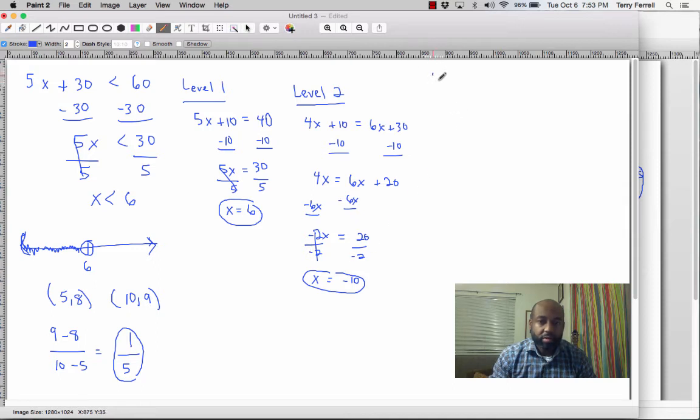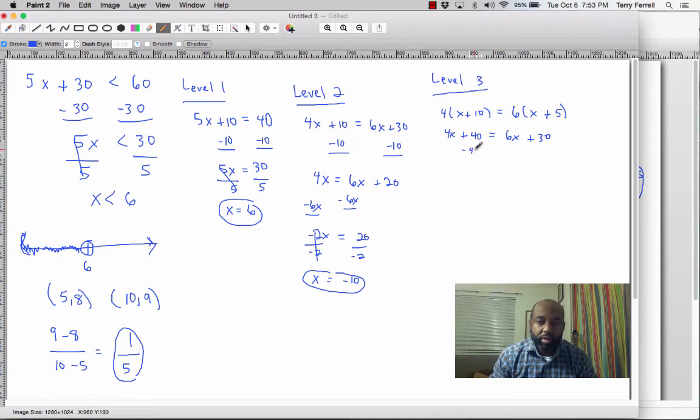See if I have space up here for level 3. I think so. Level 3. We got 4 parentheses x plus 10 equals 6 parentheses x plus 5. This one, you got to distribute first. So you got 4x plus 40 equals 6x plus 30. Okay, now it's just like level 2.